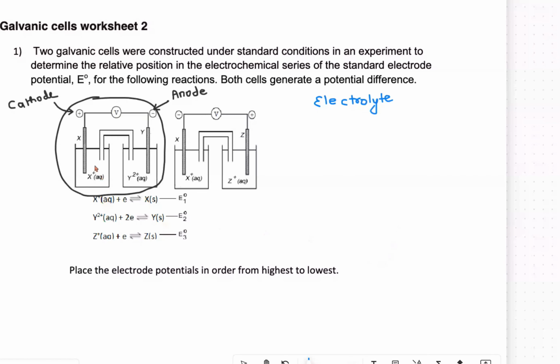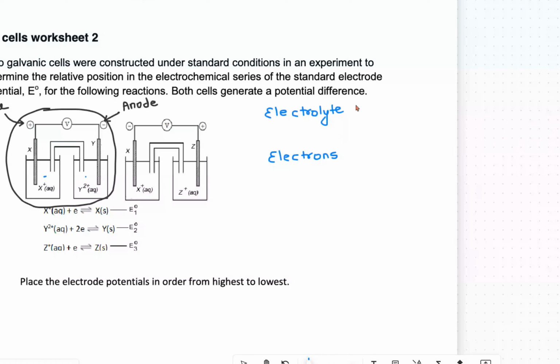You have electrolyte in half cells. The solution in these half cells is called electrolyte. And then you have electrons. Electrolyte is the solution, and electrons are in the external circuit.